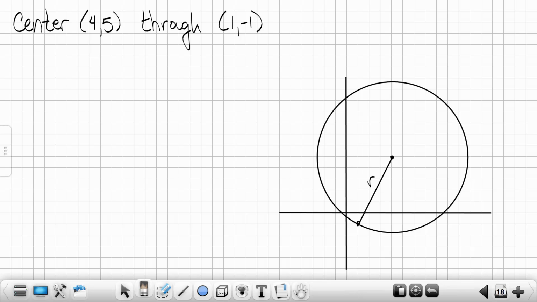Now, Solaria, 4 and 5 are what letters? H and K. Richard, 1 and negative 1 are what letters? X and Y. And if we look back at our formula, is there an H, K, X, and Y in it? There is. So we just substitute it in and we find R.